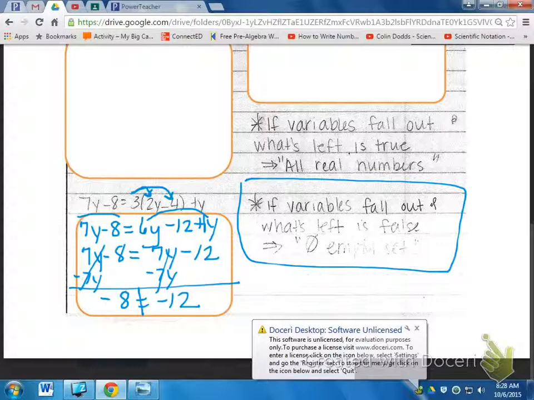So see what this says, if you can read it. If variables fall out and what's left is false, the answer is the 0 with the slash in it. It's called the empty set. When you answer these, you literally write the 0 and put a slash in it. And what that means is there is no number you could find that would work in that. Nothing works. Not one possible legitimate answer to that equation. So if the variables fall out and it's false, you put empty set. If the variables fall out and it's true, you have to write the words all real numbers. Are there any questions about that?